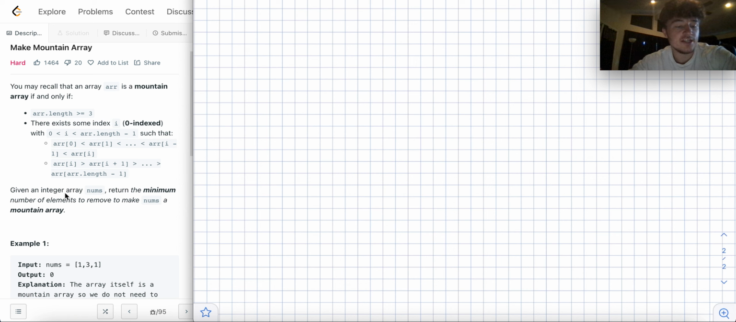So we're given an integer array nums, and we return the minimum number of elements to remove to make nums a mountain array. So you might be looking at this saying, whoa, that sounds pretty hard, right? And this is definitely one of those problems that is hard, but if you start playing around with it a little bit and start thinking about things in terms of other things, right? What's an equivalent way of looking at something?